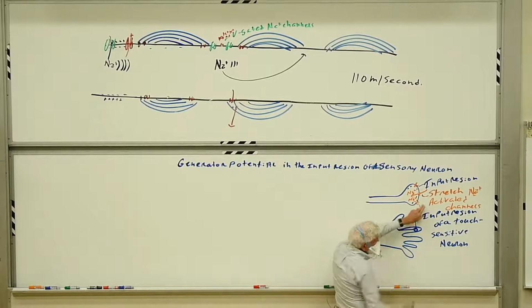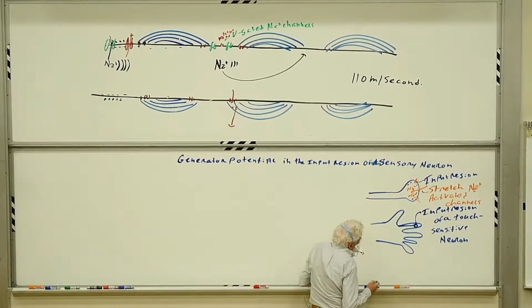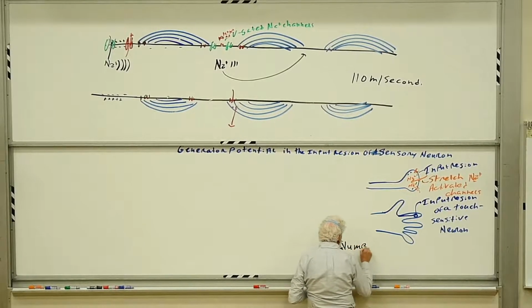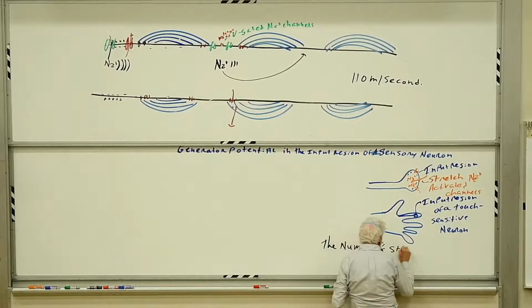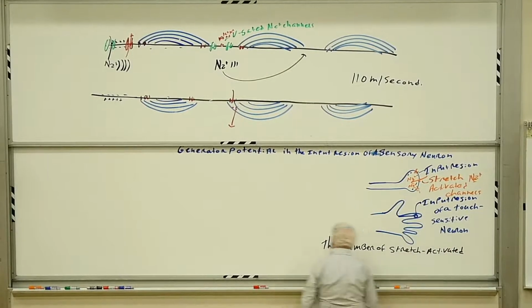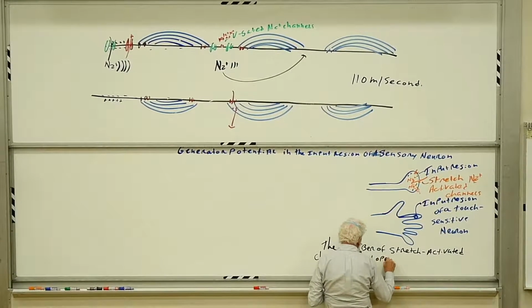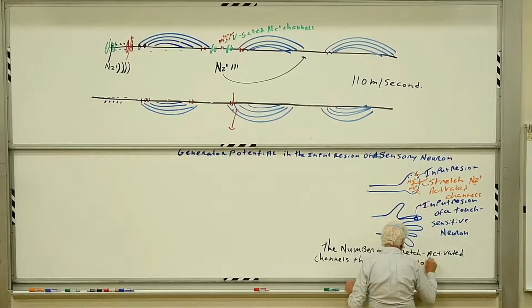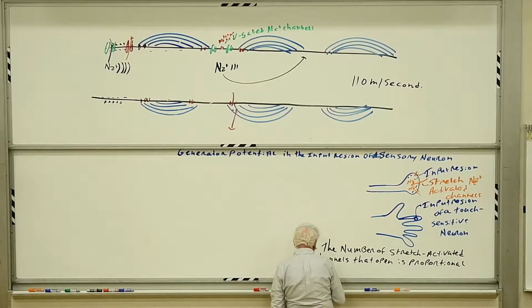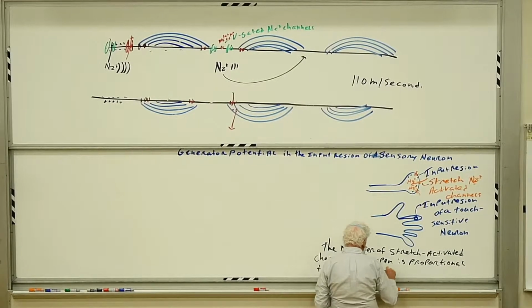Now, one of the characteristics that separates this kind of channel from the voltage-gated channel is that, I'll put it down here, the number of stretch-activated channels that open is proportional to the strength of the stimulus.